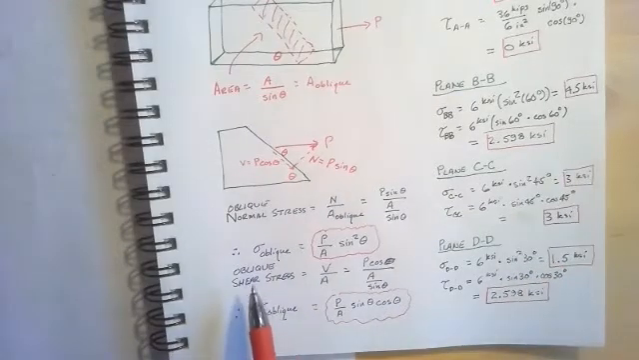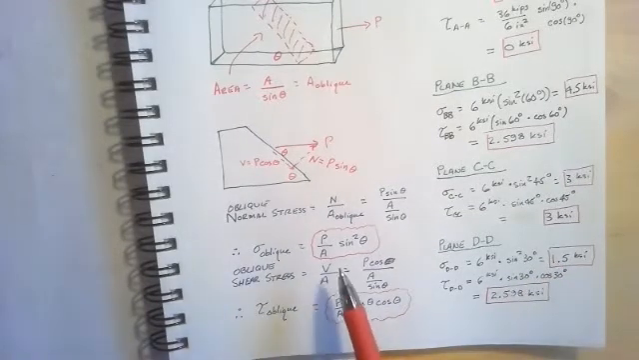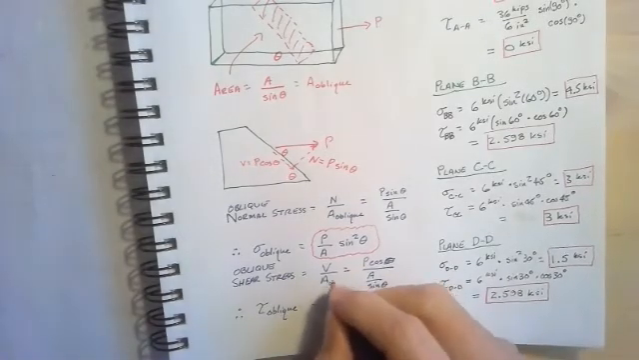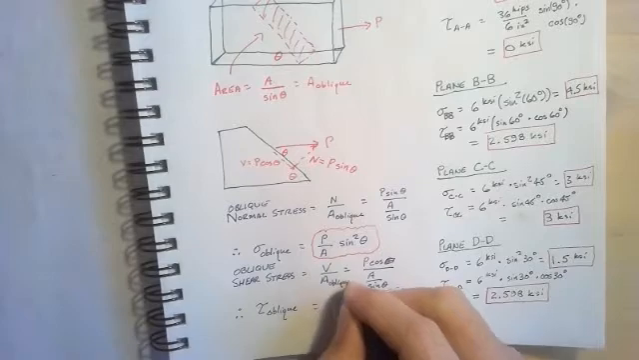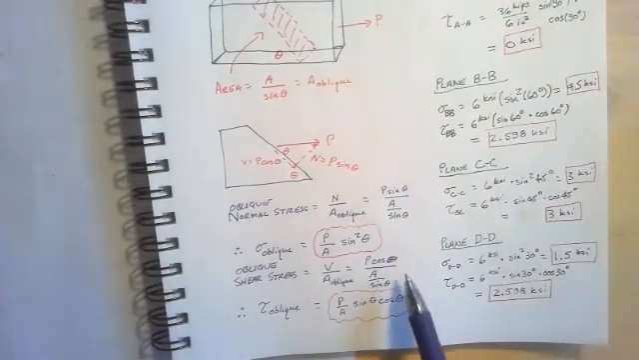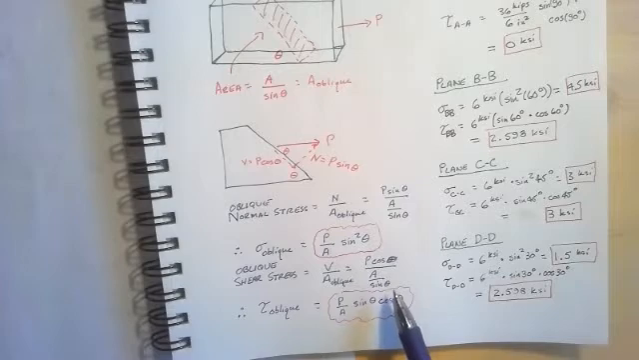Similarly, I could compute oblique shear stress as V over A for the plane. I'll just note that that's A oblique. So that would be equal to P cosine of theta divided by A over sine theta. And when I simplify, I end up with tau oblique equal to P over A times sine theta times cosine theta.